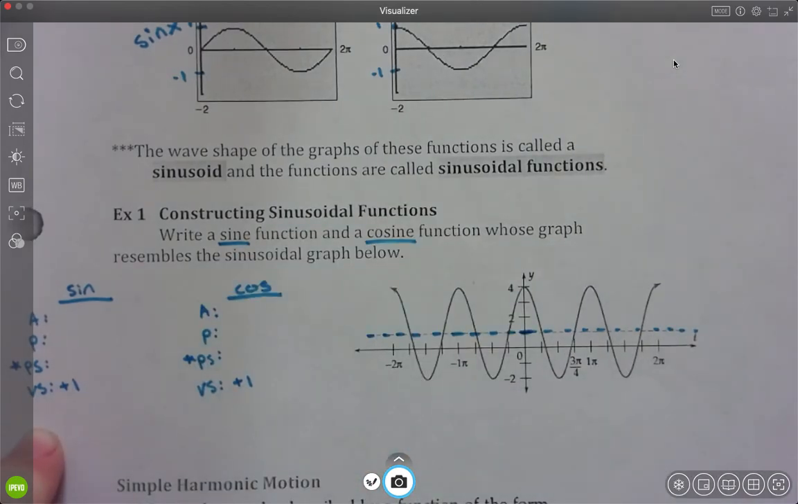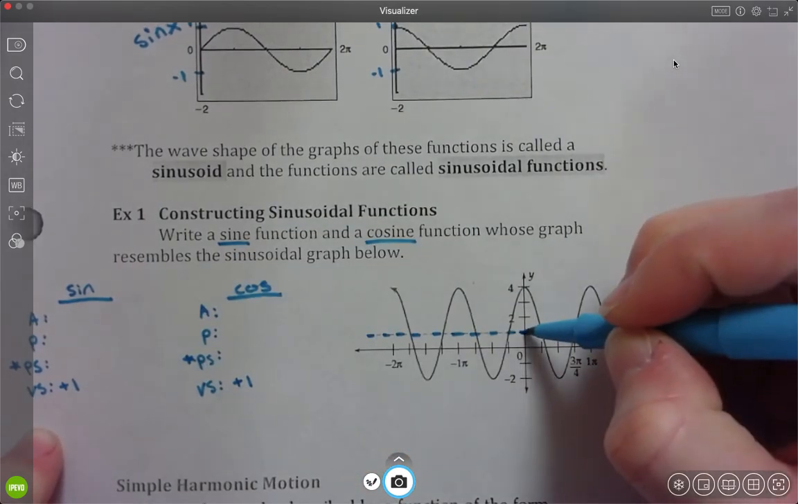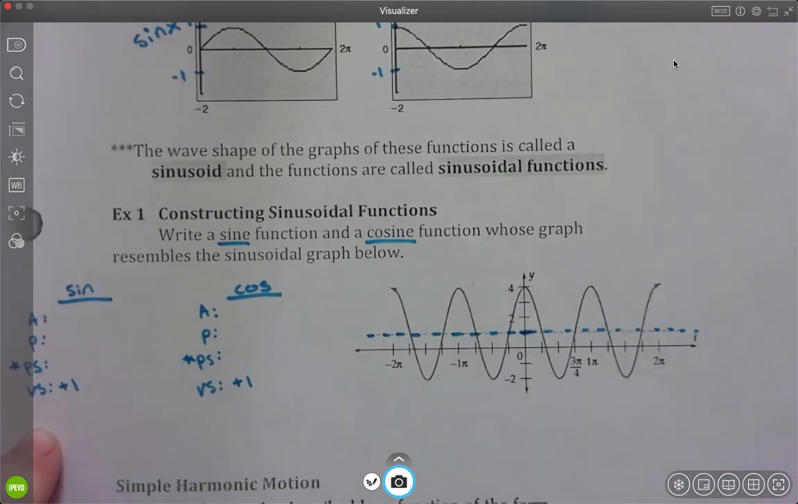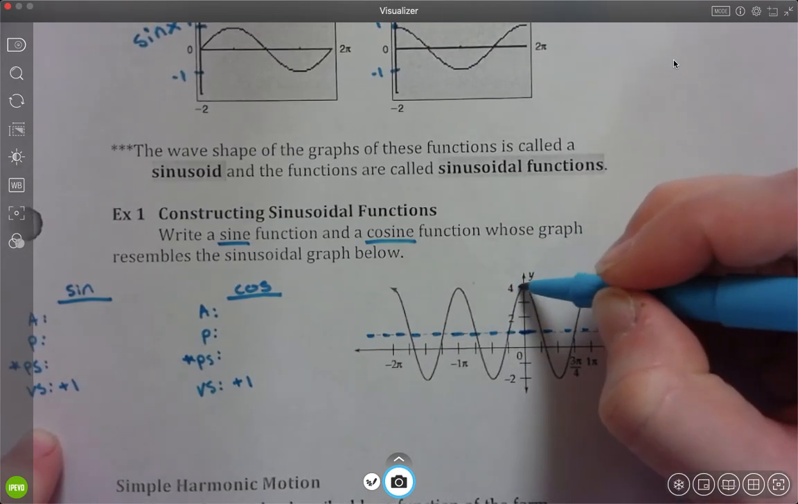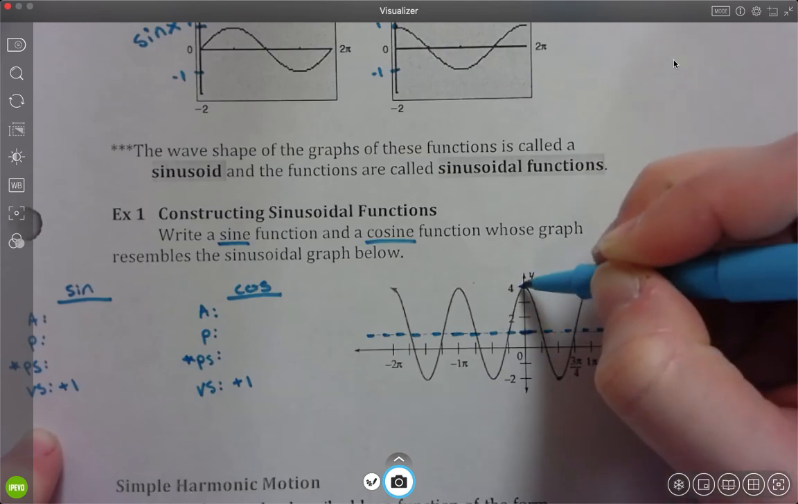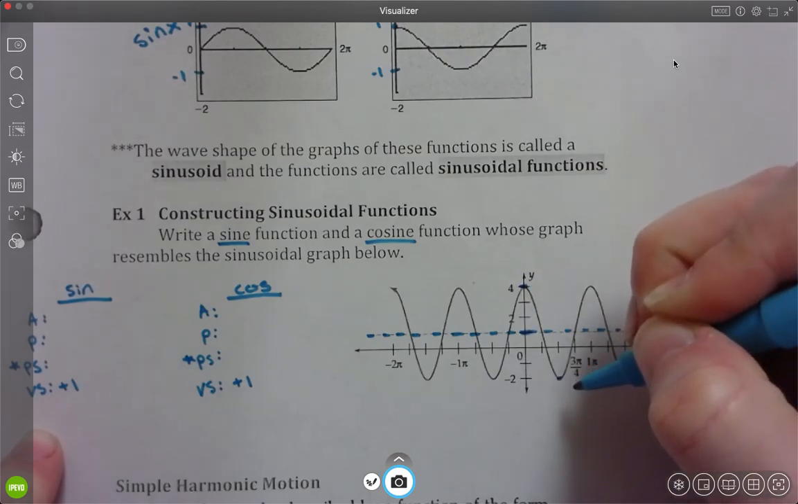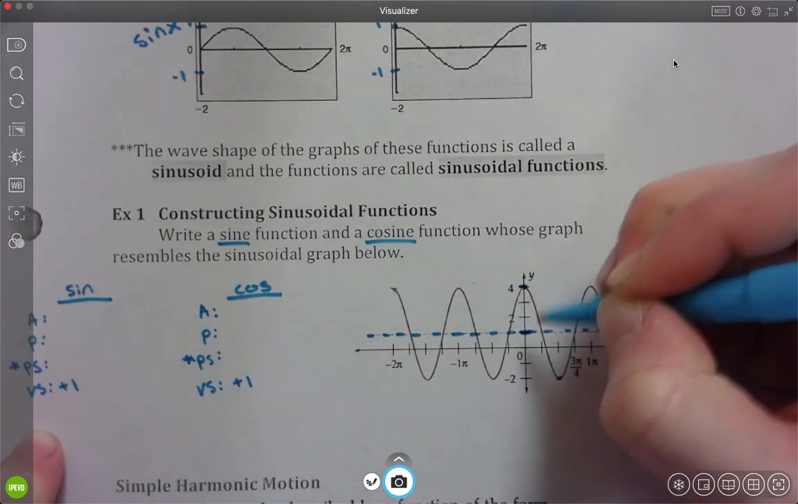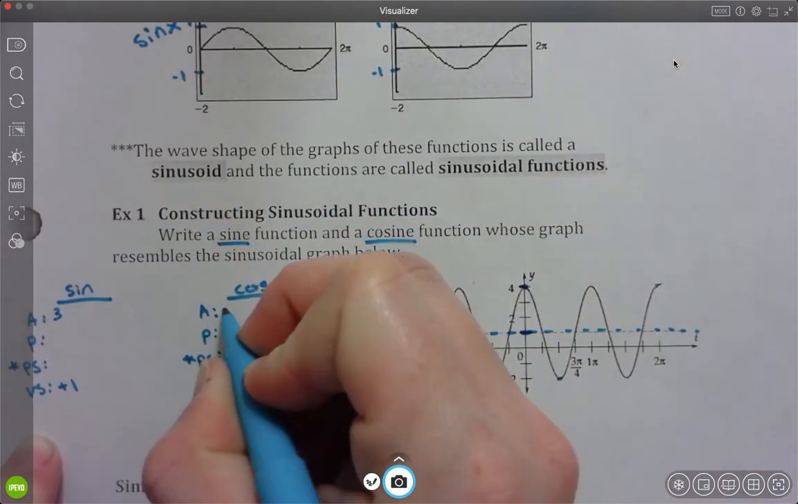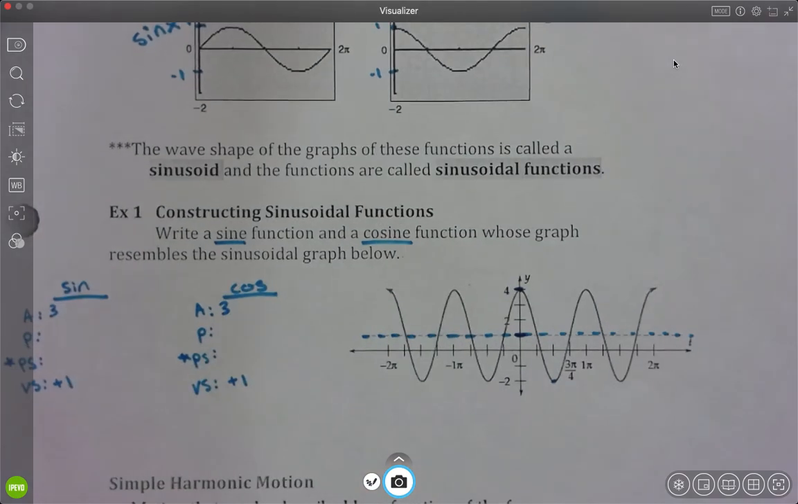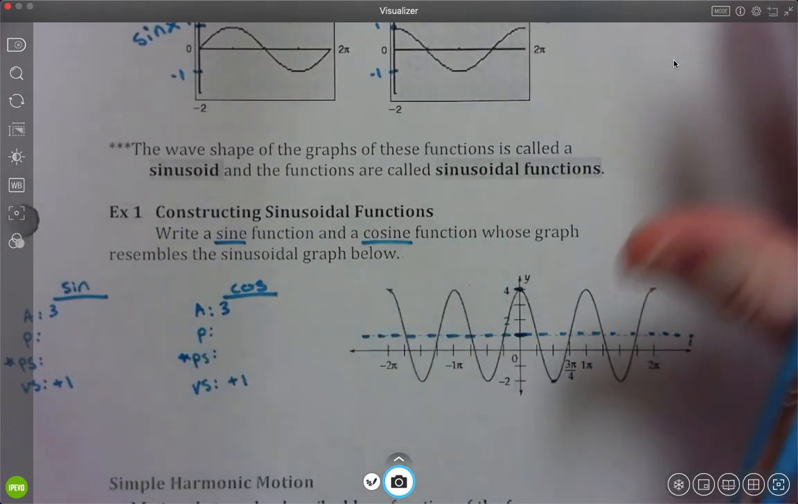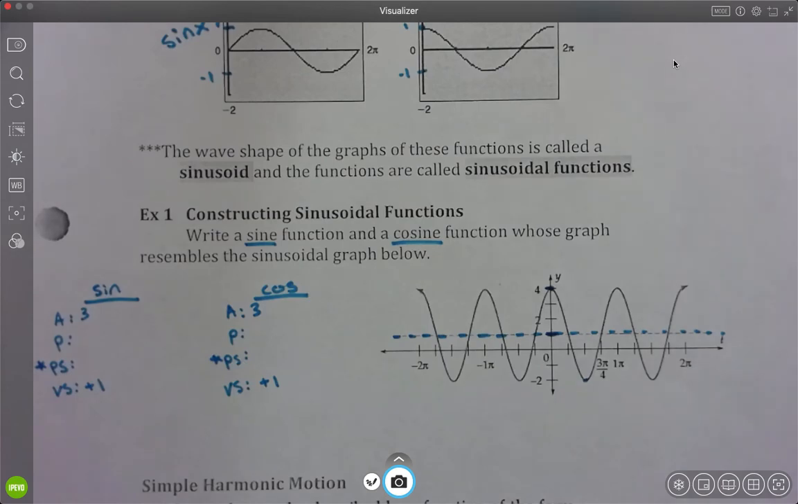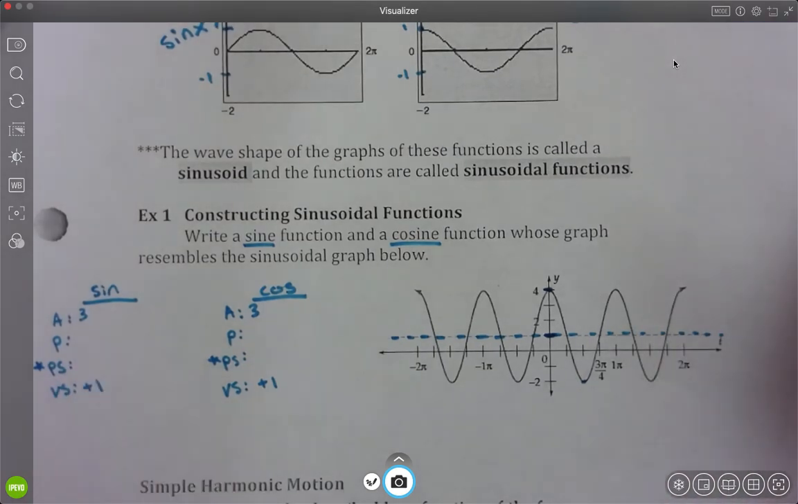But from there, how tall is it? You're not going from the highest point to the lowest point. That would be from 4 to -2, which is 6 units, but the amplitude is not 6. The amplitude is only from here to the middle. So the amplitude is going to be 3. And that's true whether we're writing a sine function or a cosine function. Then the period. Let's just look at this first section right here.